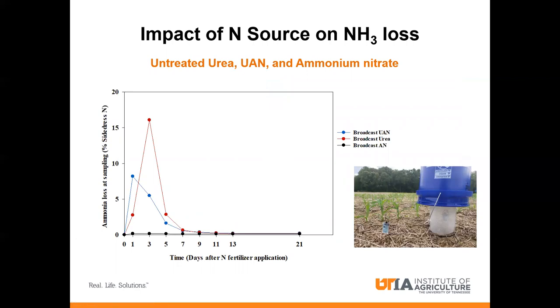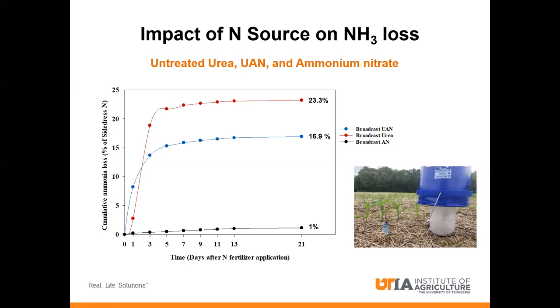The first graph is looking at ammonia loss at sampling on the y-axis, which is the percent of sidedress N, and I did mention it was about 120 pounds of nitrogen per acre. On the x-axis is the time, that is days after we applied the nitrogen fertilizer. I want you to take away two things from this graph. The peak ammonia volatilization loss for urea and UAN occurred within the first 3 days. So it's very critical that if we can minimize ammonia loss in the first 3 days, you can improve the efficiency of your nitrogen fertilizer. The second point is that for broadcast ammonium nitrate, we could barely see any nitrogen loss occurring as ammonia volatilization.